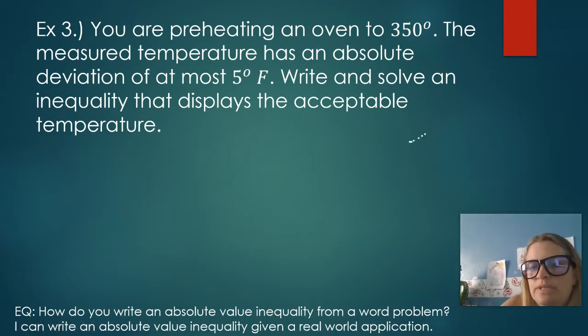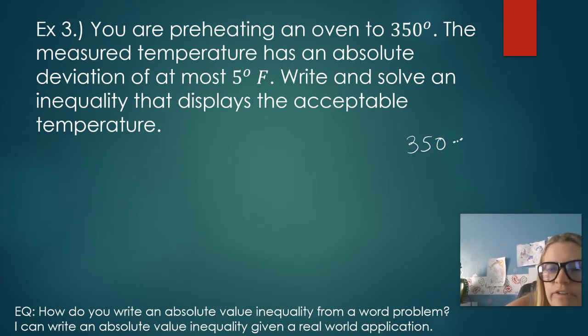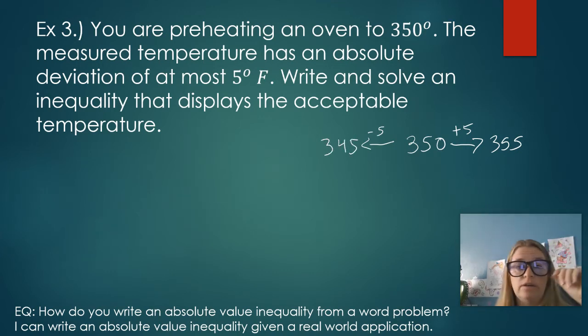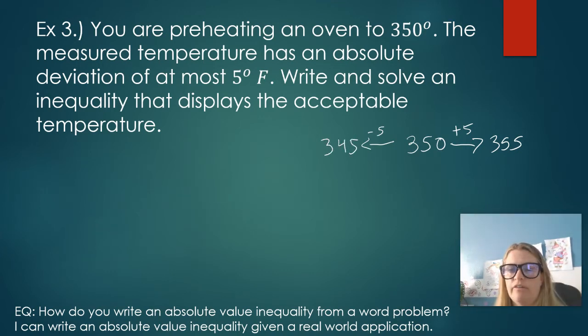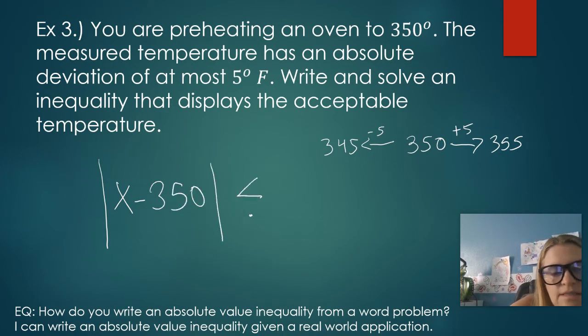All right, so we know we set our temperature to 350. It can be off by at most 5 degrees. So you can add 5 degrees to be 355, or you can subtract 5 degrees to be at 345 degrees. So as long as you're in that range, then you're all good. So you're going to do the absolute value of x minus 350 is less than or equal to 5.